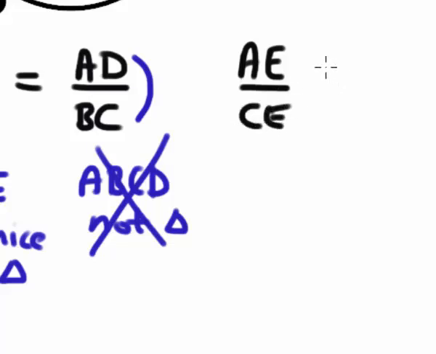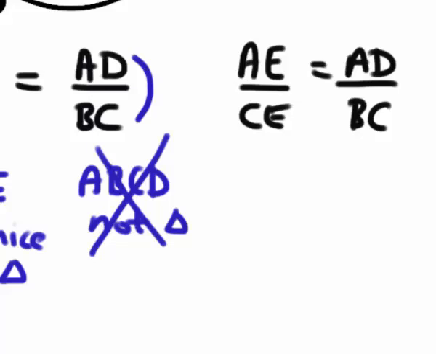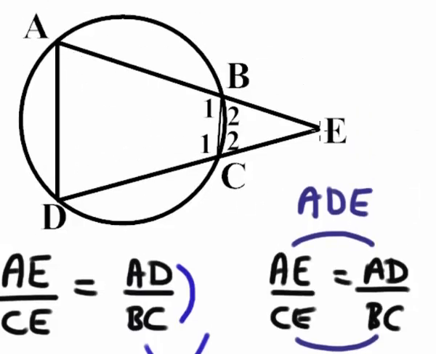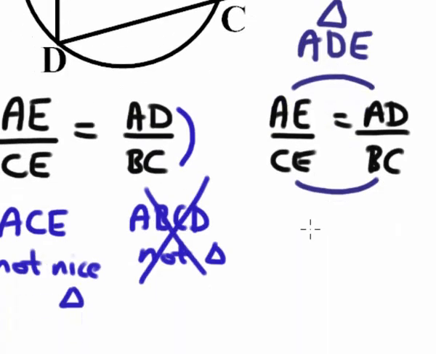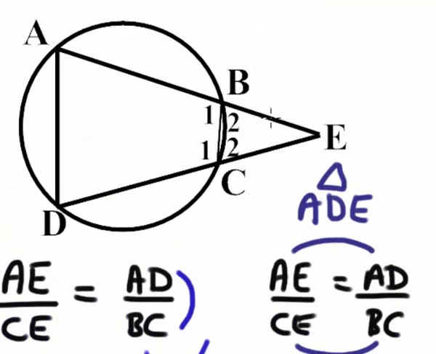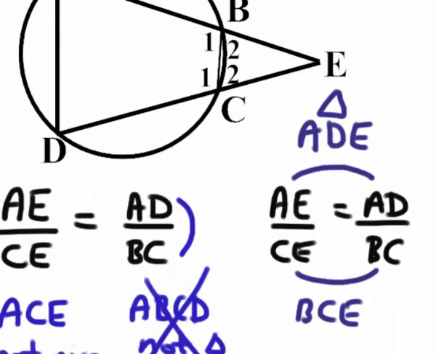AE over CE is AD over BC. What I do, and this is quite interesting, is take the letters from across. Now look at this. Let's go in alphabetical order. AD. Is that a triangle ADE? Let's have a look here. ADE, yes, that is a triangle. It's the big one. And what about B, C, and E? Is that a triangle BCE? Yes, it's that little one there. Okay, that's great. So that is a triangle.